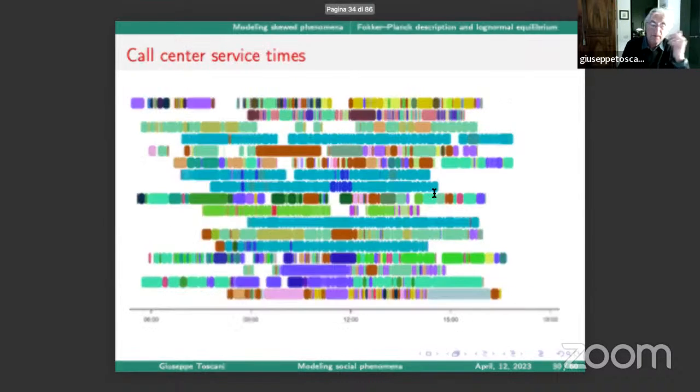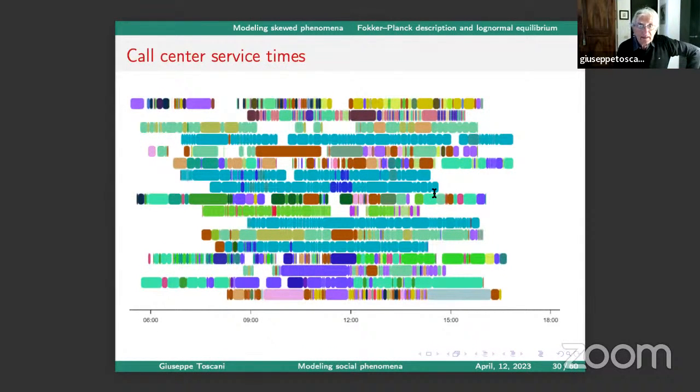And this is a picture. This is the point at which I started to be interested in log normal distribution. A few years ago, a colleague of mine arrived into my study and said, "Do you have some idea of how we can treat this problem?" These lines are the services made by people working in a call center. Each color represents the length of the service, and there were 180 people working there.